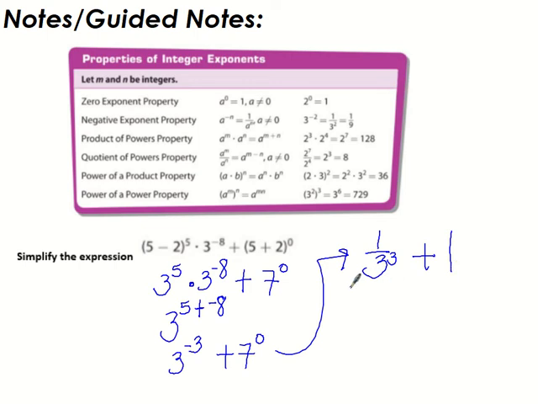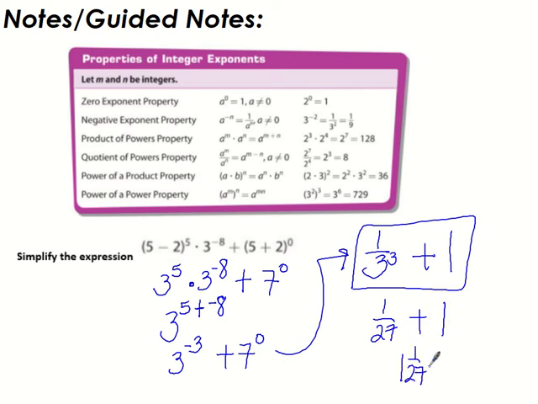We could stop here. We really could stop here, but 3 to the 3rd is 27, and then plus 1, so we could say 1 and 1/27. This would probably be the most accurate answer. But if we're just applying power rules, this would probably be okay too.